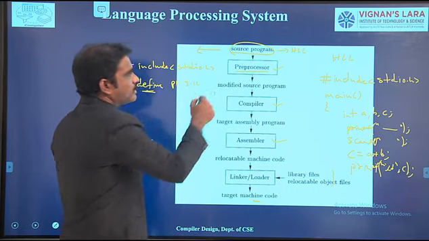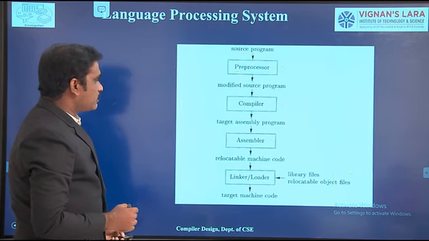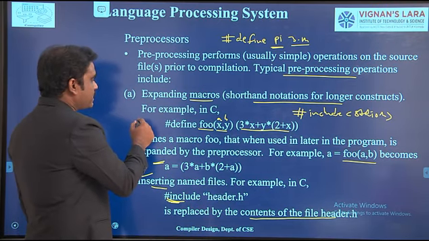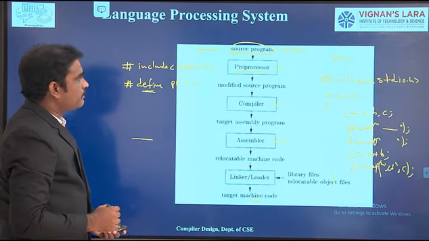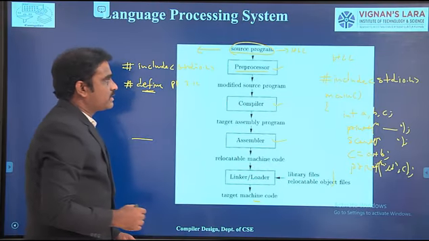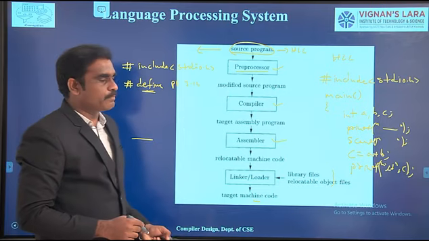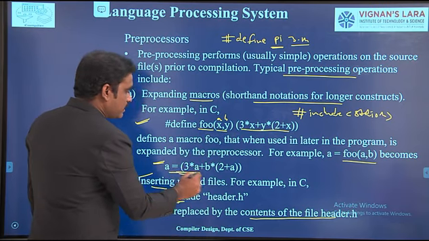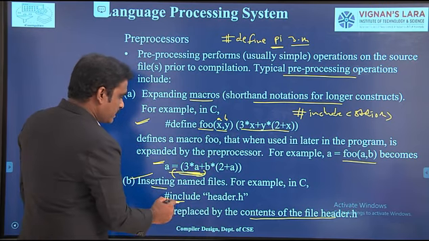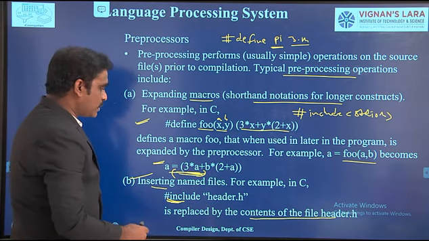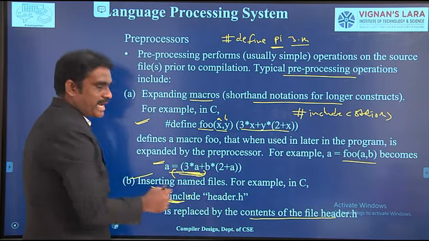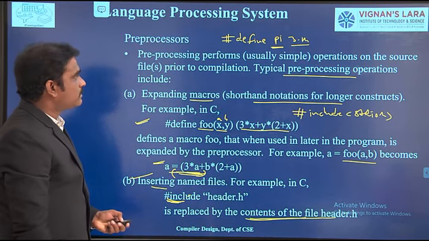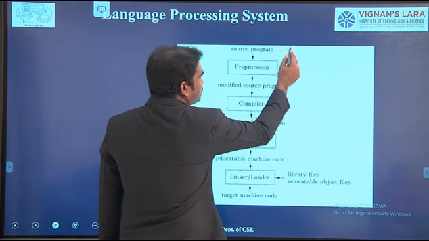So the preprocessor input is the source program. The source program contains two things: one is the included header files and the second one is macros. After performing the preprocessor, the result is the modified source program. Suppose this is the input and the output will be displayed like this. So this is the source program. The modified source program means that in place of the include header.h, the contents of header.h will be displayed. So that is the modified source program.